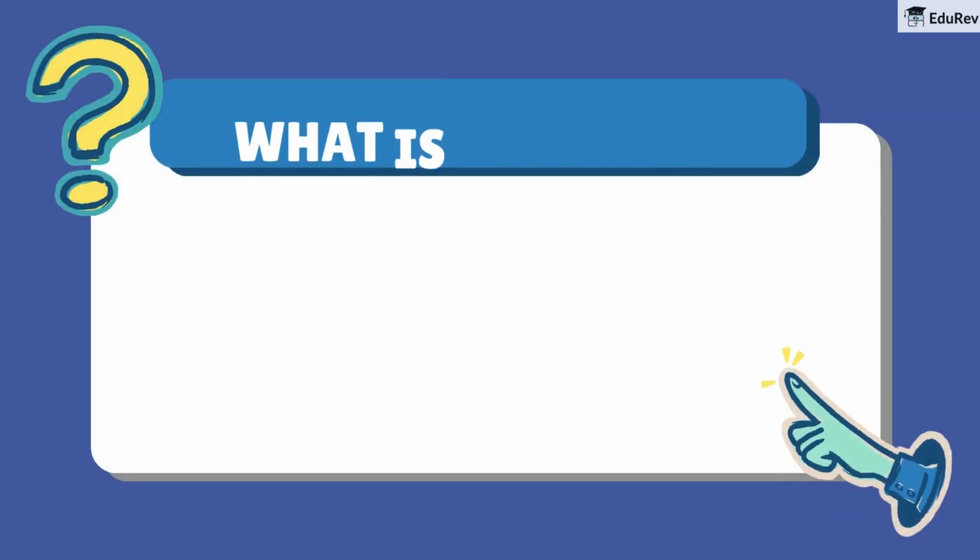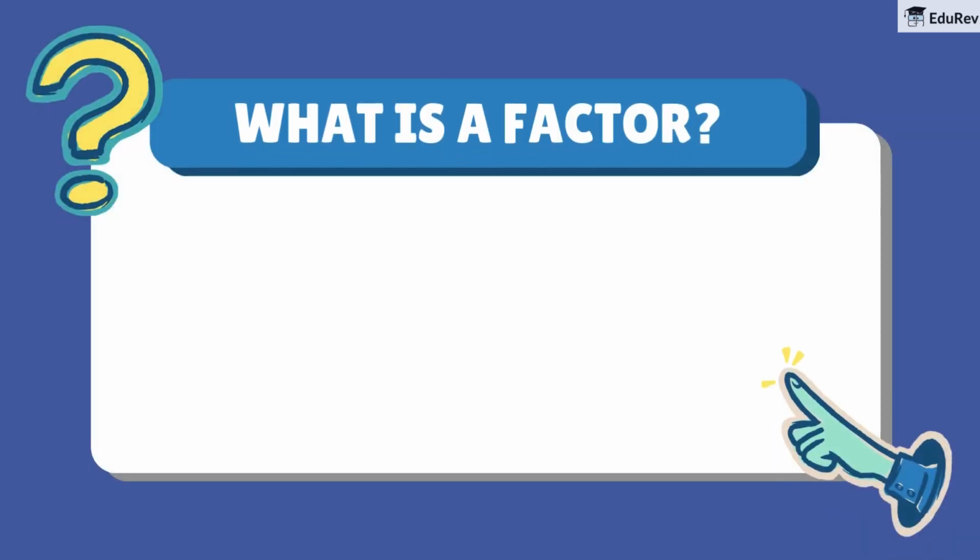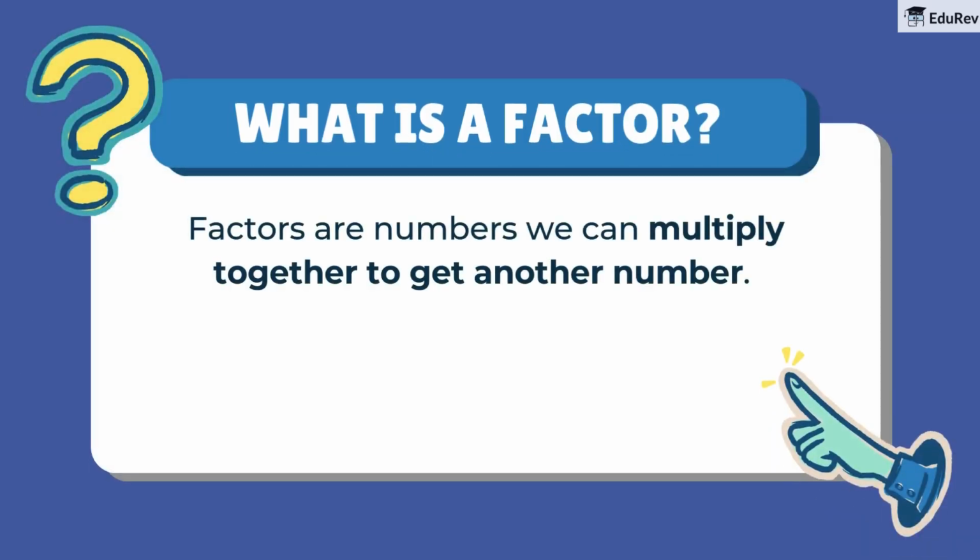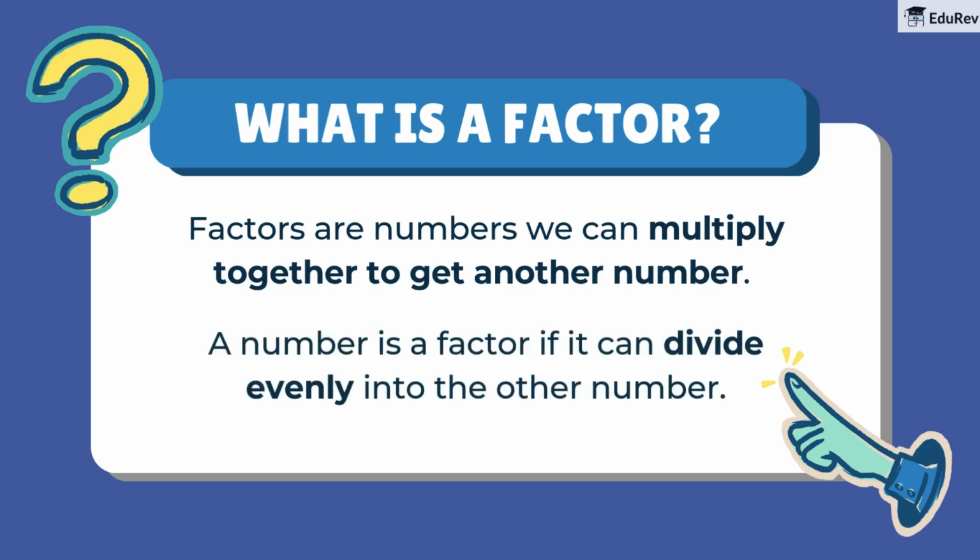To start, let's understand what a factor is. Factors are numbers we can multiply together to get another number. A number is a factor if it can divide evenly into the other number.